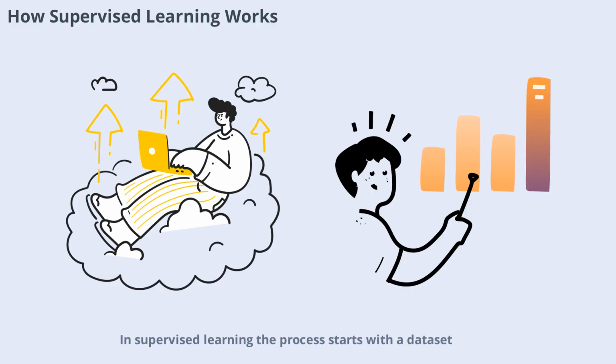In supervised learning, the process starts with a dataset containing both inputs and their corresponding labels. The model is trained by feeding it these examples, allowing it to learn the relationship between the inputs and outputs. Over time, the model adjusts its internal parameters to minimize errors. Once trained, it can predict labels for new, unseen data with impressive accuracy.